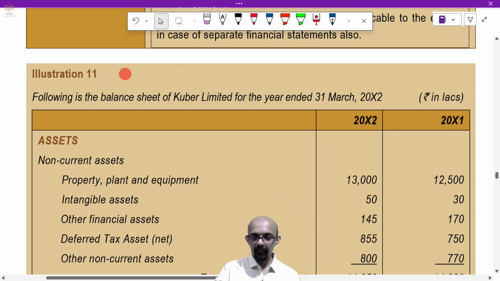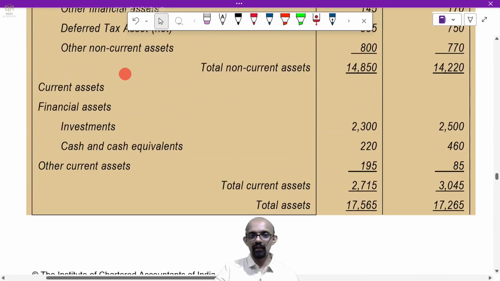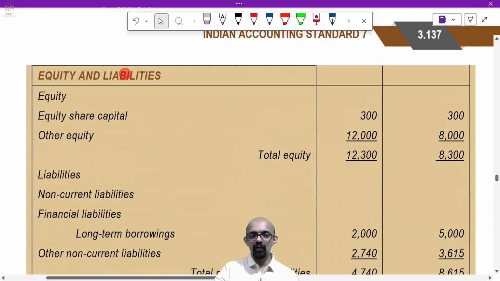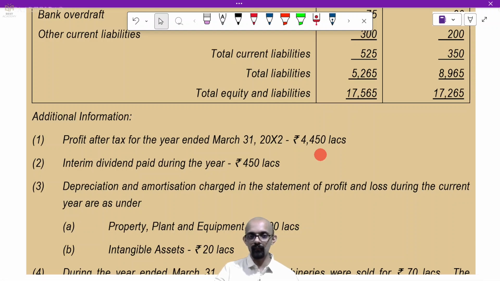Now let's just briefly go through illustration 11. This is a simple question. It's just an example of what you need to do in the exam. So you are given a balance sheet and you have an equity, you have other equity. So it has increased from 8 to 12, 4,000. When you come down, profit after tax is given in the question. So if you take profit after tax, you don't need to adjust appropriations. But it's good to just check.